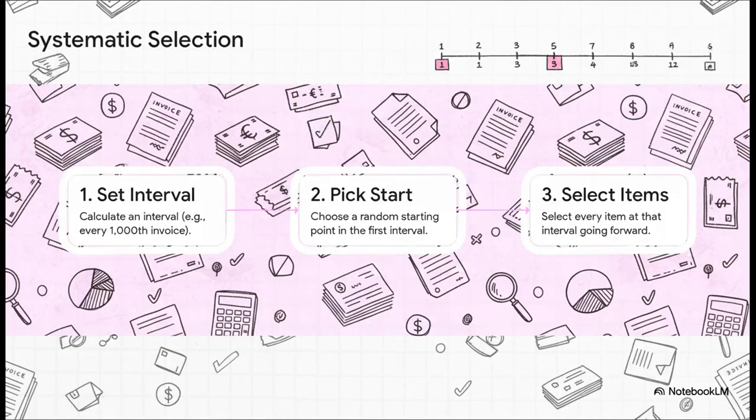A more practical method, something you see a lot, is called systematic selection. So here, an auditor sets an interval, let's say every 100th invoice. They pick a random starting point, and then they just pull every 100th document from that point on. It's actually a pretty clever way to get close to true randomness without all the hassle.